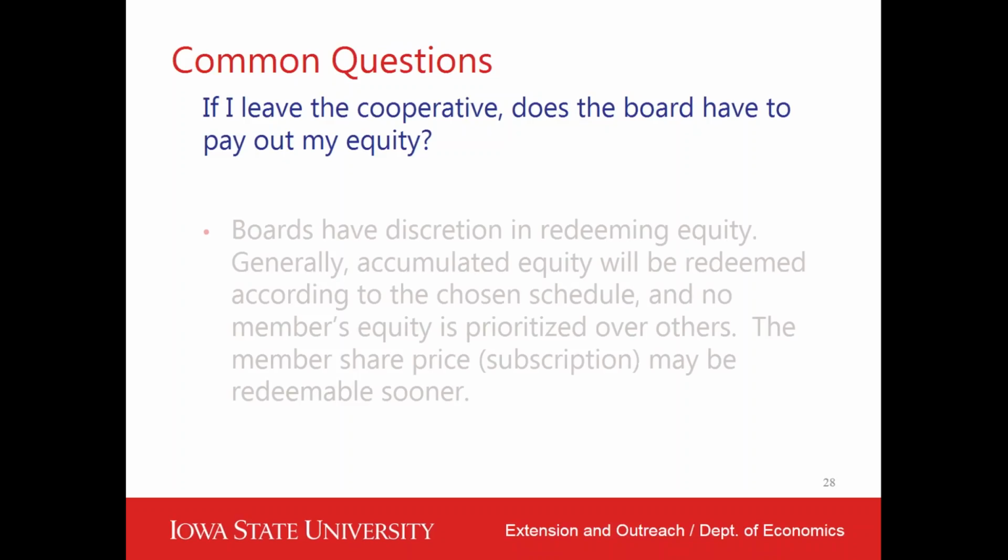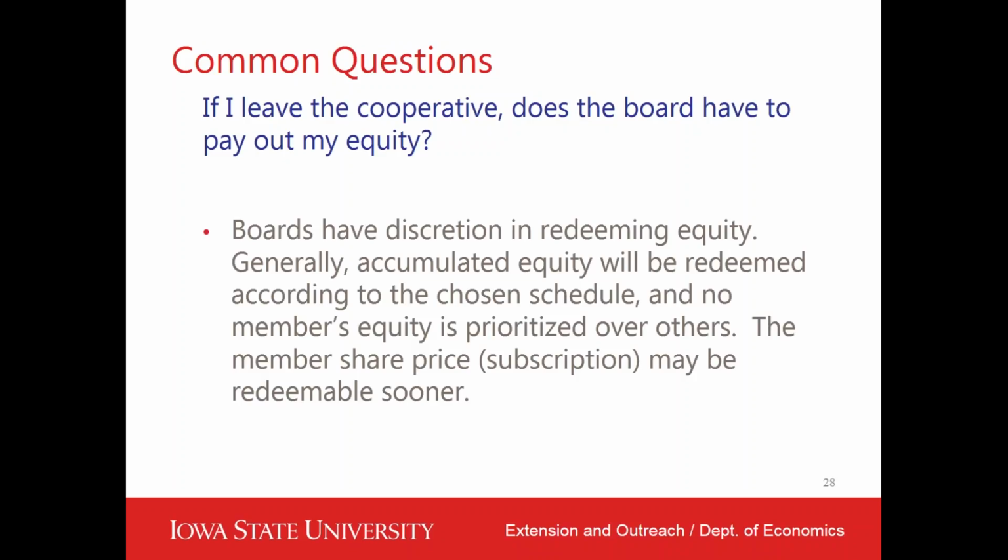In most cases, your equity that's built up over time is going to be redeemed on the same schedule as other equity. So if they've chosen a first in, first out, or a revolving age of equity redemption strategy, it'll be paid out in line with that. So maybe 12 years later or 15 years later, whatever schedule they're on. If they've chosen age of patron, that's how it'll be paid out.